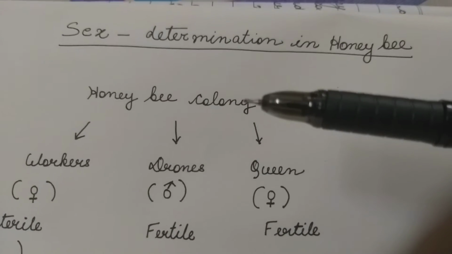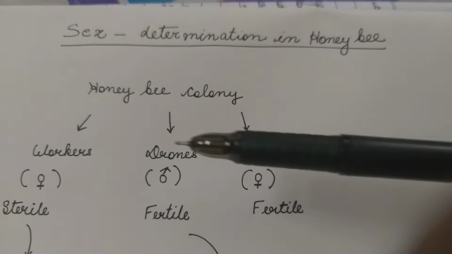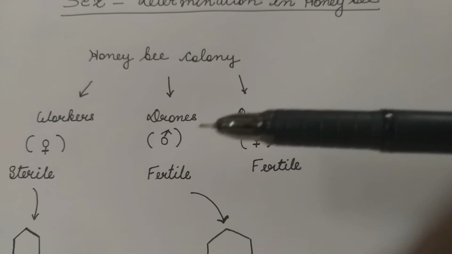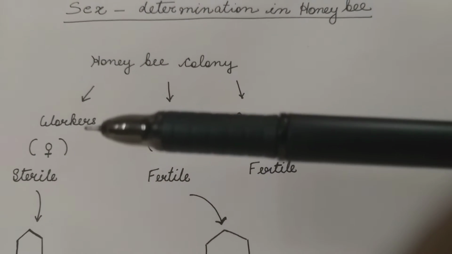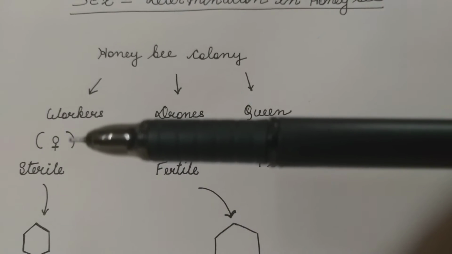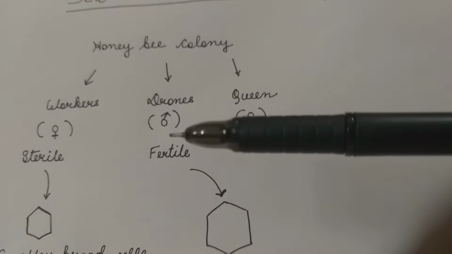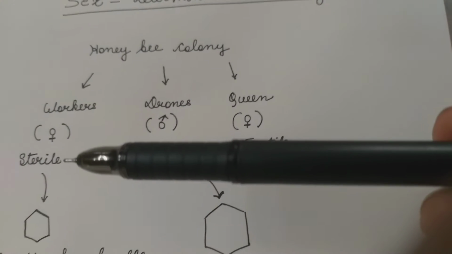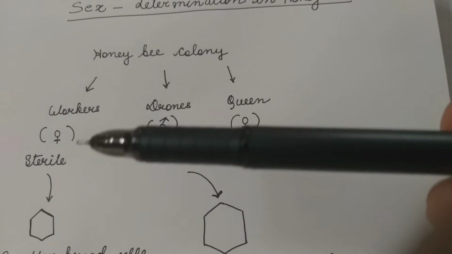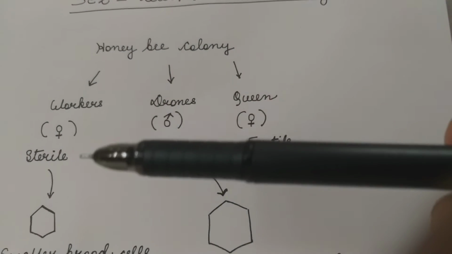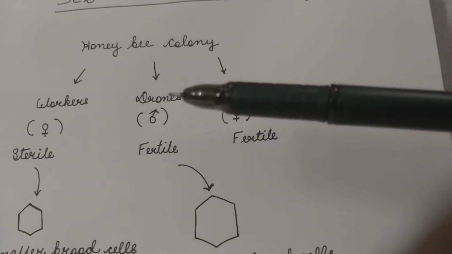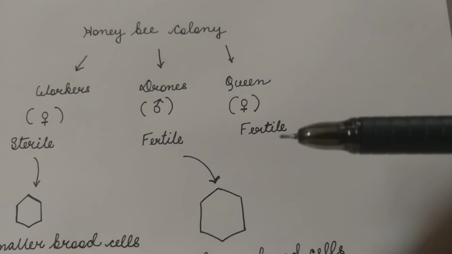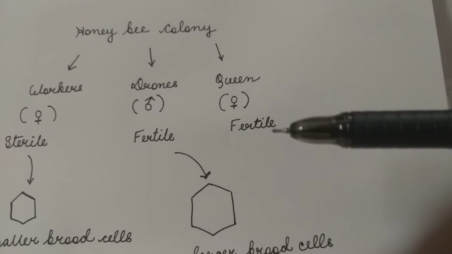In the colony of honeybee, there are three types of bees: the worker bees, the drones, and the queen bee. The workers are female, the drones are males, and the queen is the female. The workers are sterile, not fertile. Drones are fertile males. Queen is the only fertile female.